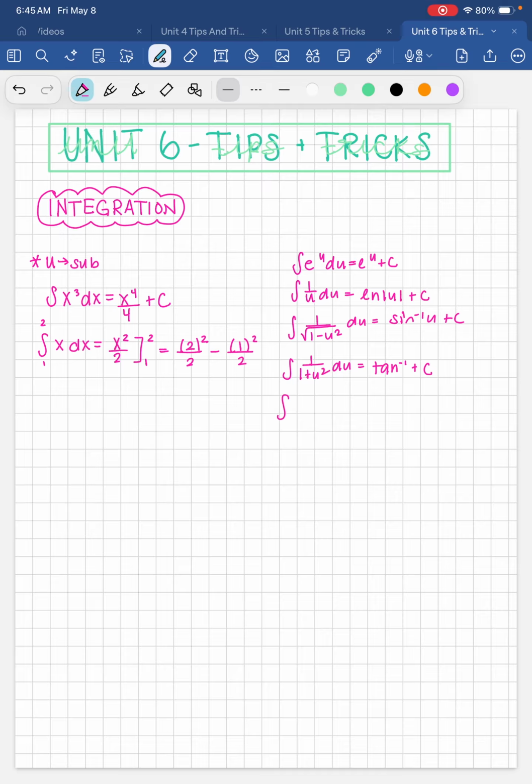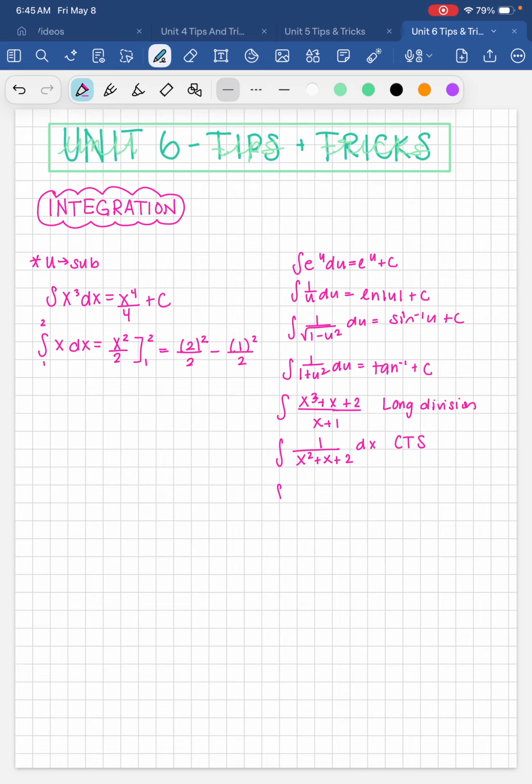You're going to have to do long division if the power is higher on top. So something like this would be long division. You're going to have to be able to complete the square if it's a polynomial on the bottom that is not factorable. That's CTS, complete the square.